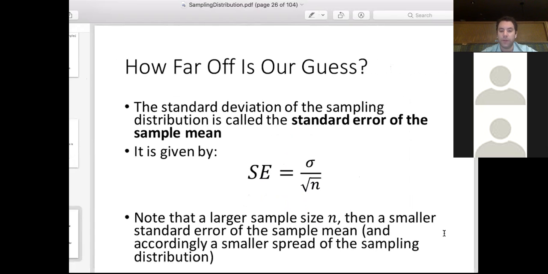We also went over what's called the standard error of the mean, which is calculated as sigma, the standard deviation, divided by the square root of n. And make note that this is a lowercase n, which is the sample size, not a capital N, which would refer to the population.